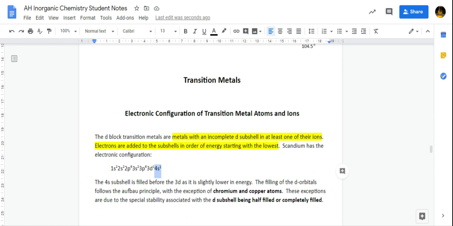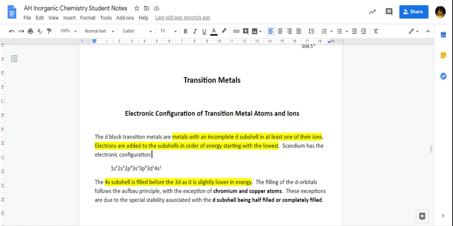Now, there are different ways of writing this. Some people prefer to put 4s before 3d, and other people show the 3d before the 4s. Either of those is correct, as long as you've got the right number of electrons in both. So what's an important bit to remember is that the 4s subshell is filled before the 3d. And the reason is because it's slightly lower in energy. So nothing has changed since we looked at that in the previous lesson.